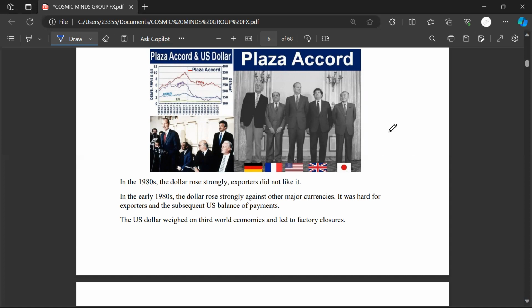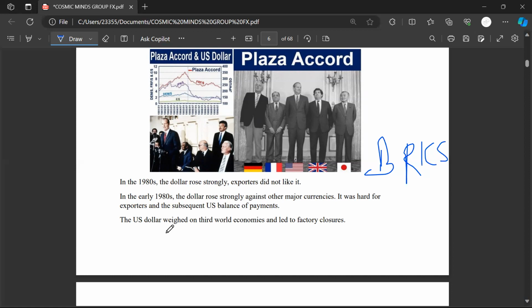If you look at what is called the BRICS, right? If you're interested, you can go and look at it. That's what BRICS is trying to do again. So in the 1980s, the dollar rose strongly. Exporters did not like it, especially the business people, right? Exchanging, transporting or moving products from one side to another. That's the international dealings that we are talking about.